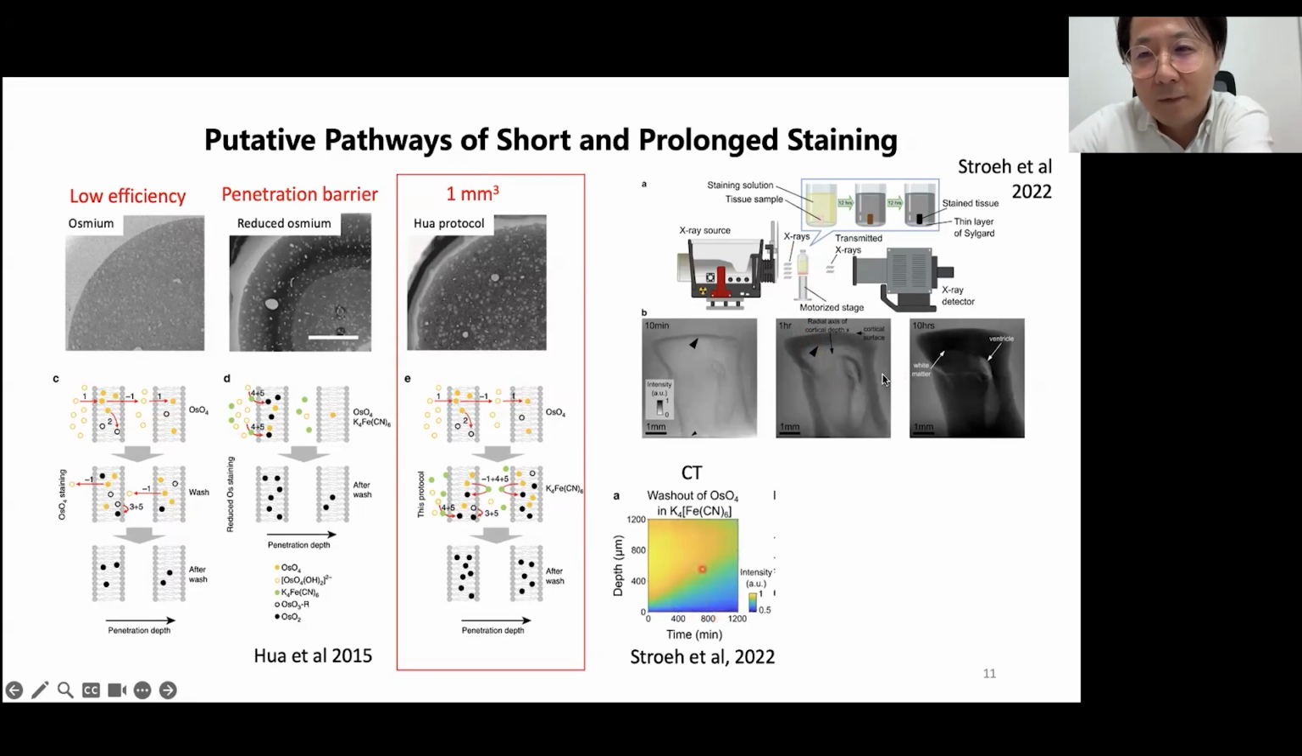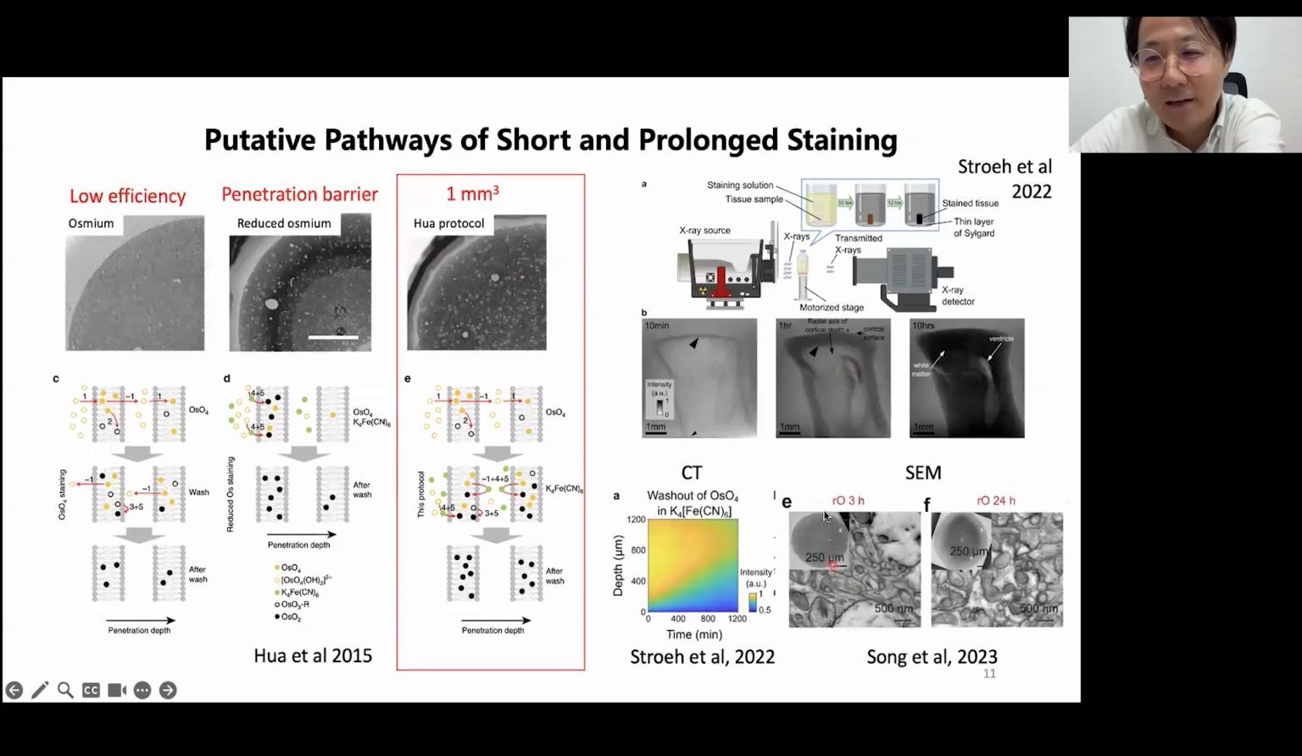over a long time, the reason why they do that is because they want to determine how many hours they need to stain a bigger sample, bigger than 1 millimeter, right? So they need to measure the diffusion constant and also how this fixation and the staining can take place. And what they found is that in prolonged incubation, in the presence of ferrocyanide, the osmium is gradually washed out. So that contradicts what we proposed about 10 years ago.